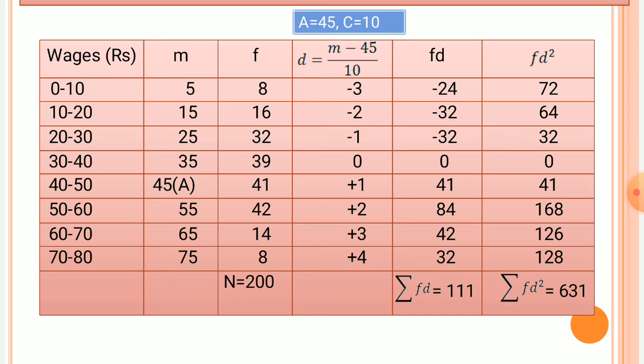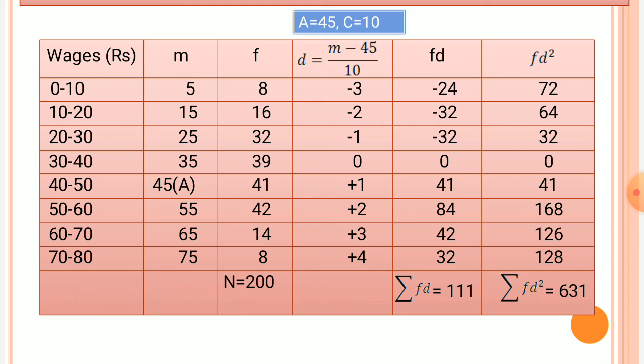So like that. And then in fourth column we have to represent D. D means we have to calculate D. That can be calculated as D equals m minus 45 divided by 10, m or x is the mid value, minus the assumed value. Here 45 is taken as assumed value, because you can take any value as assumed value. Here I took 45 as assumed value.